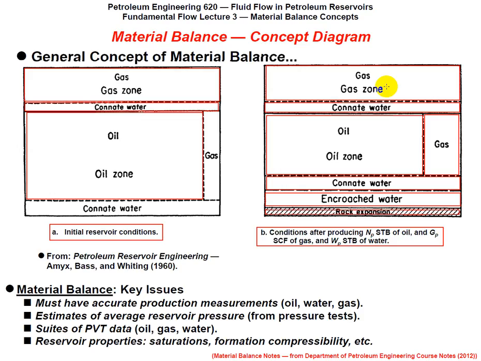So you've got to have accurate volumes. And when I say volume, I mean mass. You must have accurate quantities of production. You must have accurate estimates of average reservoir pressure. You must have accurate PVT data. And again, if I'm wearing you out with this, if you've got all of this, you really have a simulator anyway. So you're going to have reservoir properties, which are saturation, formation compressibility, etc. as well.